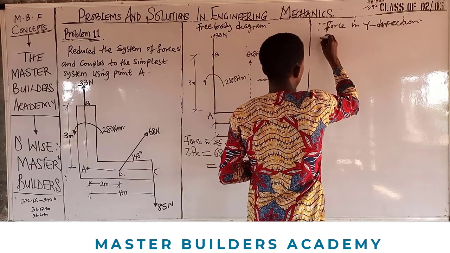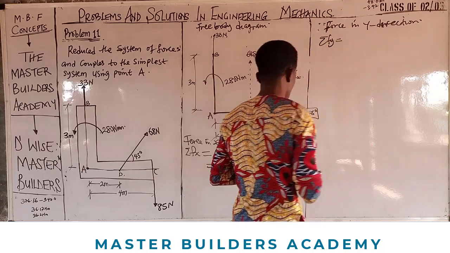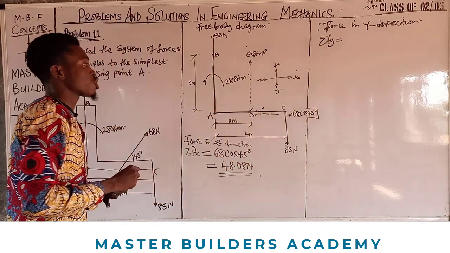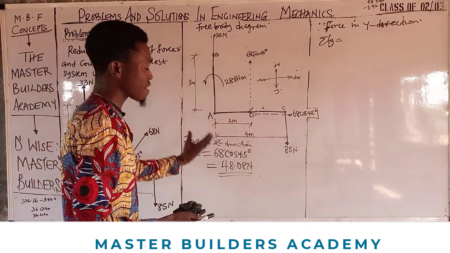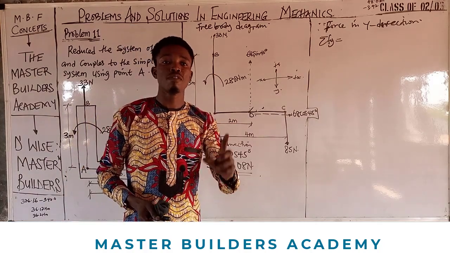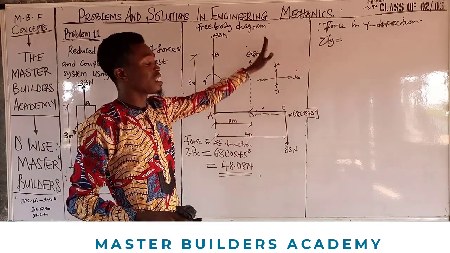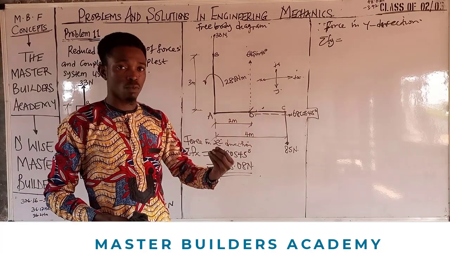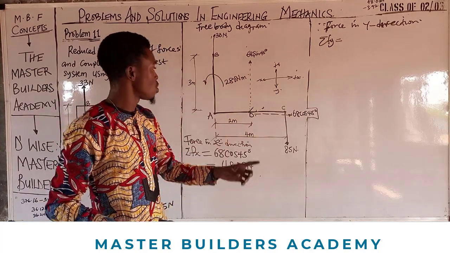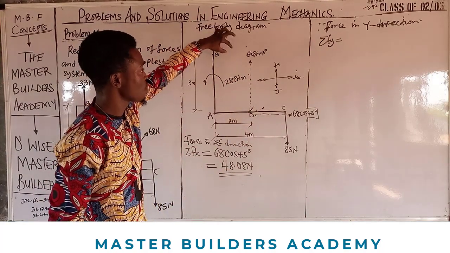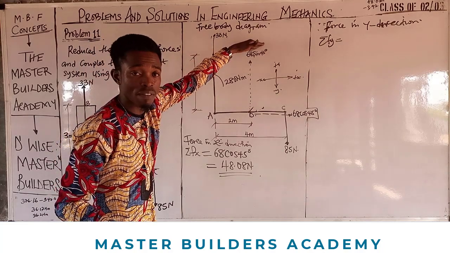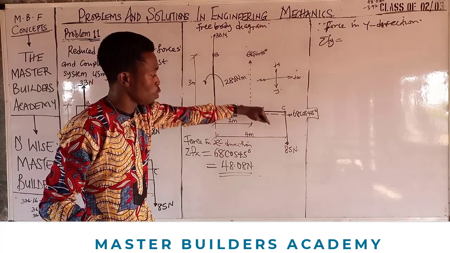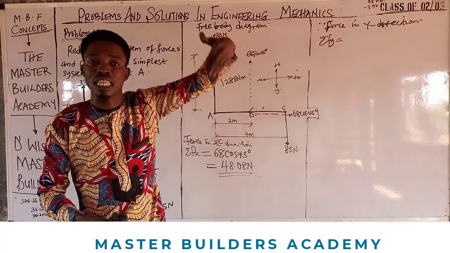So we have the sum of Fy is equal to. Now the next is what? We are resolving along Y, and from experience and our previous lessons, we mentioned that all the forces acting upward are positive, while the ones acting downwards are negative. So 33 is positive, 68 sine 45 is also positive because it's acting upward, but this one will be negative because it's acting downward.